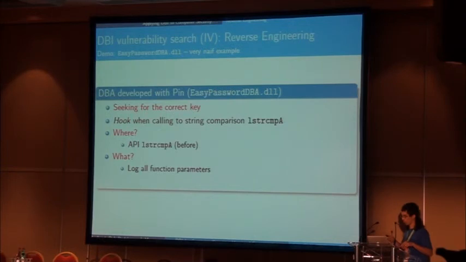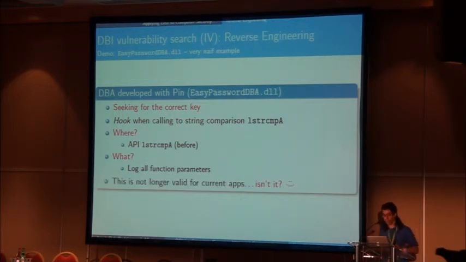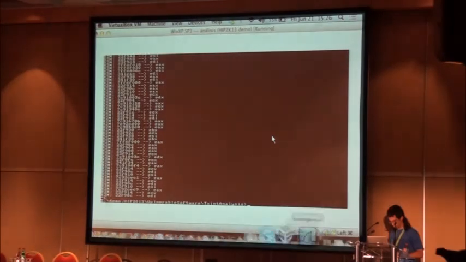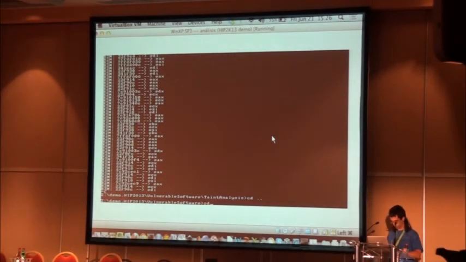So I'm going to do a hook in the string comparison function of Windows, that is this one here. It's very used in binaries. I'm going to instrument it before, and what I'm going to do is just log all the parameters of this function. Okay. So this might no longer be valid for the current application, isn't it? It depends. Let me show you. I'm going to do the trick here.